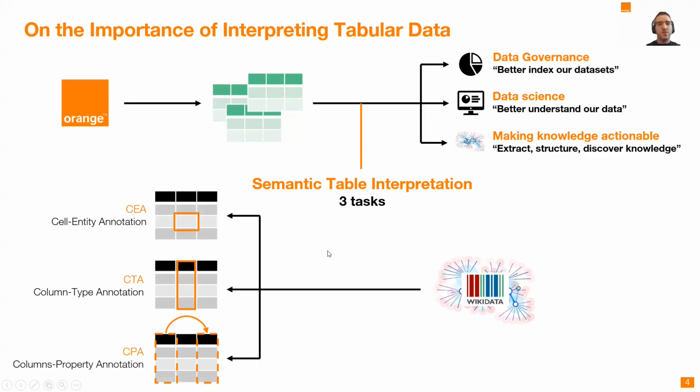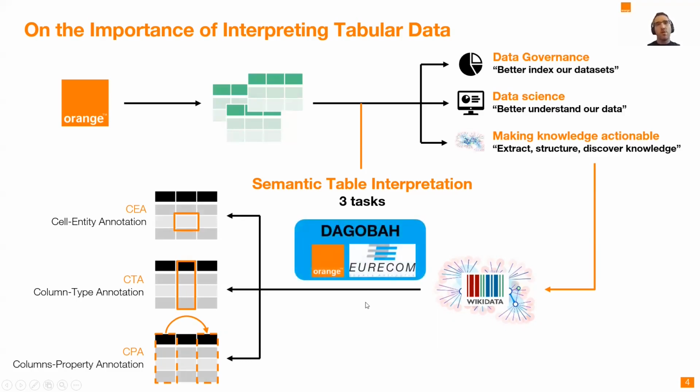And the resulting annotations help to better understand and index the data. And they can also be used to clean and complete the data for data science, for example. And finally, it allows to discover and structure the knowledge stored in the table. And on this last point, it creates a virtuous loop because the extracted knowledge can enrich the knowledge graph, which is itself used to carry out the annotation. And at Orange, and in collaboration with Eurecom, we have created our own STI system called DAGOBAH.